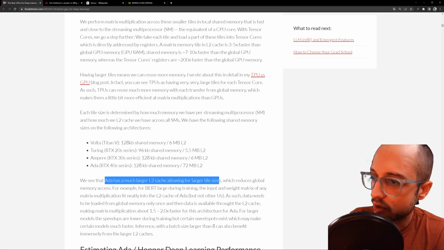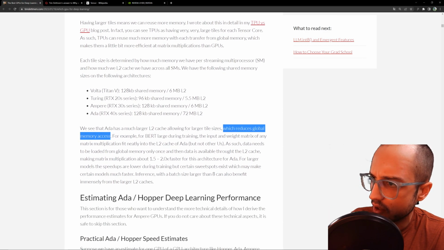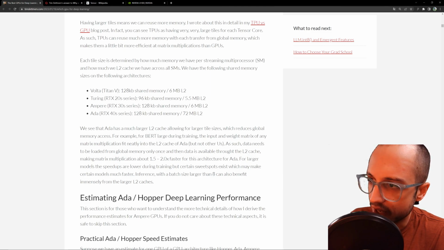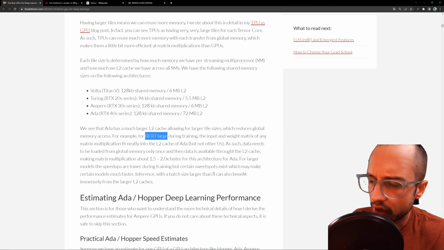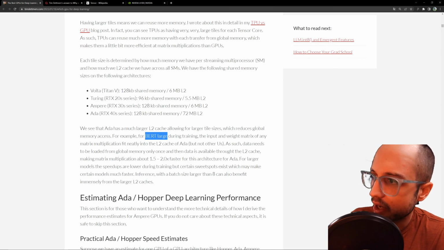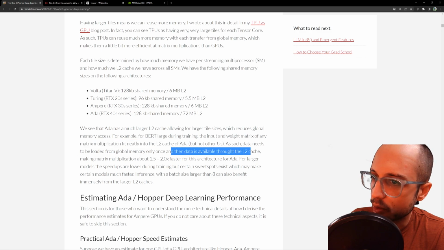Ada has a much larger L2 cache, which reduces global memory access, for example for BERT large during training. So BERT is a large language model, and these foundational models come in different sizes. There's like a BERT tiny, a BERT medium. BERT large is the largest BERT, although there's probably a BERT XL. The input and weight matrix of any matrix fit neatly into the L2 cache of Ada. As such, data needs to be loaded from global memory only once, and then the data is available through the L2 cache.